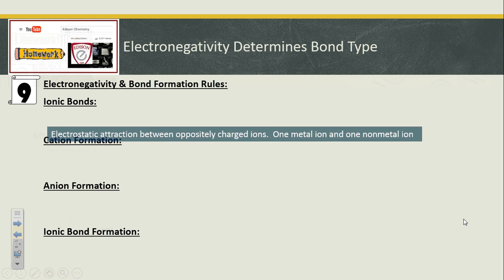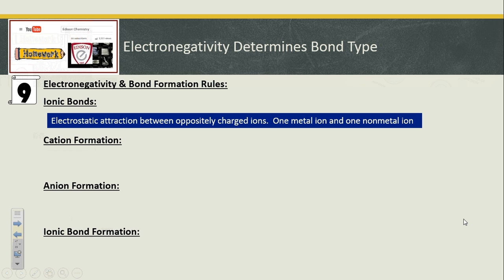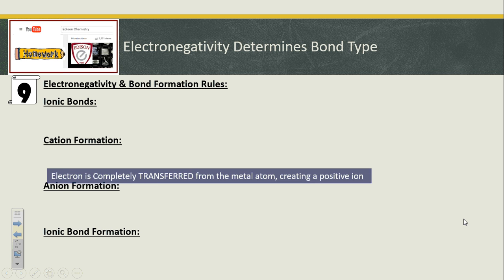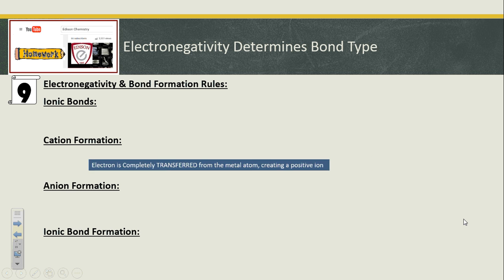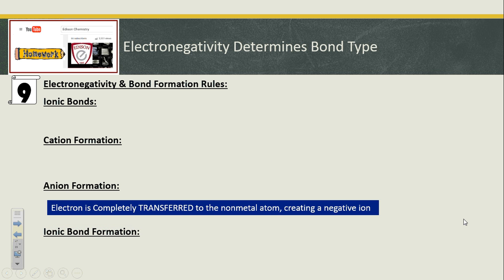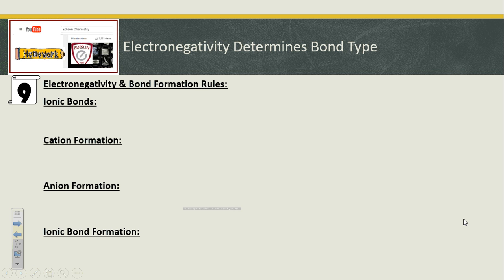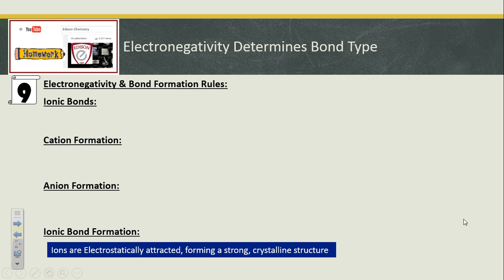Well, ionic bonds are forces of attraction between oppositely charged ions. One's a metal and one's a nonmetal. That's just the basics of what an ionic bond is. Formation of the cation is when that ion's metal atom transfers an electron to the nonmetal, creating a positive ion. Well, an anion, the opposite, the nonmetal, takes the electron from the metal and forms a negative ion. Those two negative and positive ions, being oppositely charged, are attracted to each other.